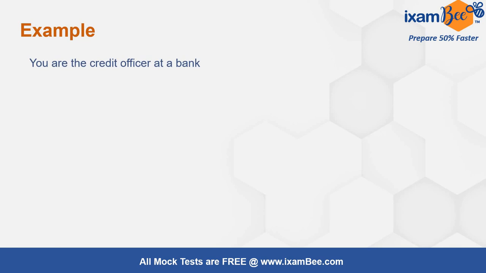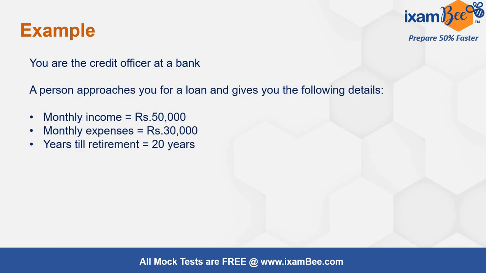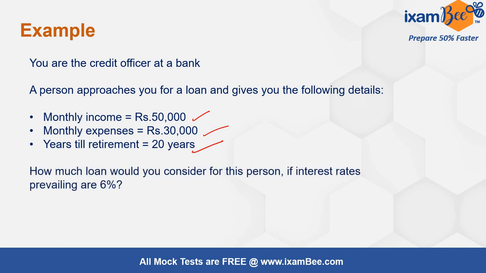Now, how is it important for a banker? Say you are the credit officer at Bank of India and a person is approaching you for a loan, and he says that I have a monthly income of 50,000 and I have 30,000 of monthly expenses to meet, and I will be earning for the next 20 years till retirement, so I will be earning this amount till then and I want a loan. So can you give me a loan, and what is the loan amount you can give me if presently the interest rates are 6%.